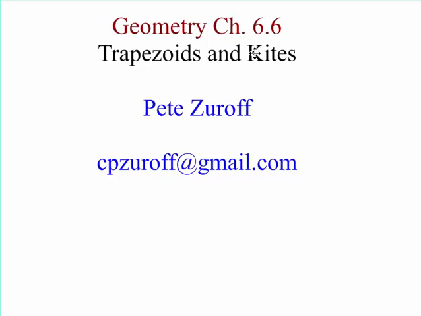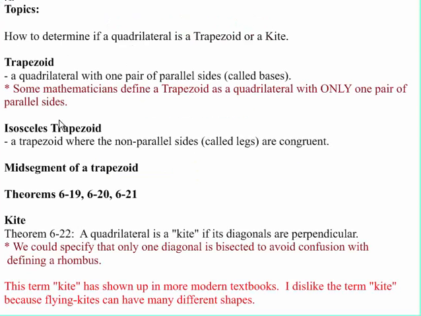Hey, this is Geometry Chapter 6.6. We're going to talk about trapezoids and kites, which are special types of quadrilaterals. Quadrilaterals are four-sided closed figures. We're going to talk about how to determine if a quadrilateral is a trapezoid or a kite. We're going to talk about trapezoids.